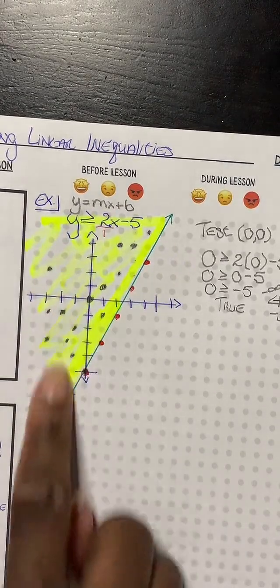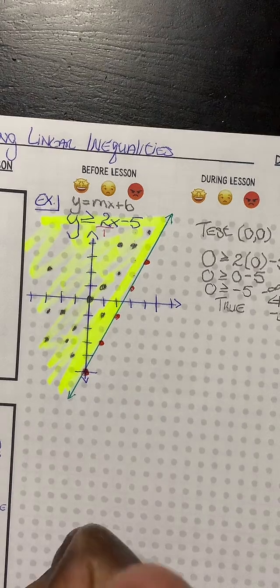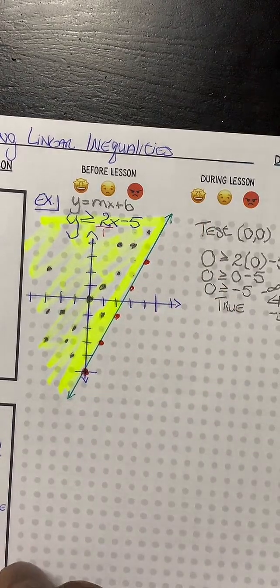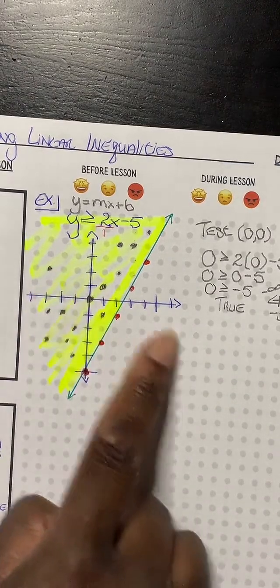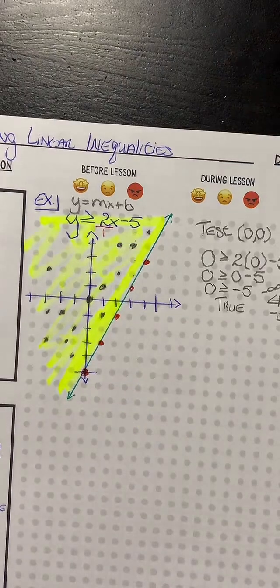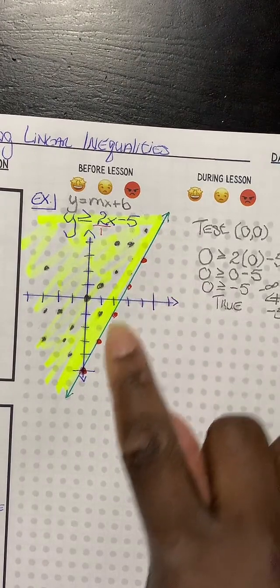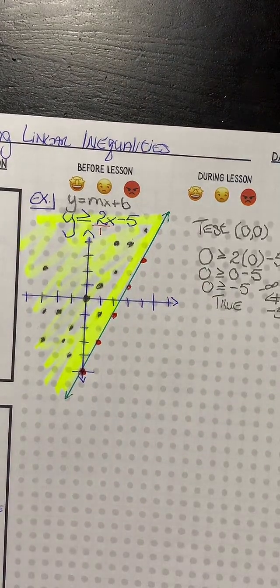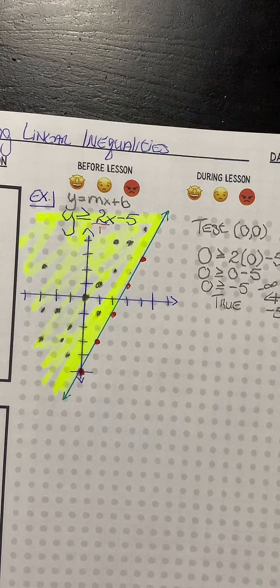So this is basically what you're doing. You're trying to find, 1, where should you put your boundary line? Okay. 2, which side of the boundary line is going to satisfy this inequality? All right. And then you just have to make sure you know what type of boundary line you need to draw. All right. So let's try another one.